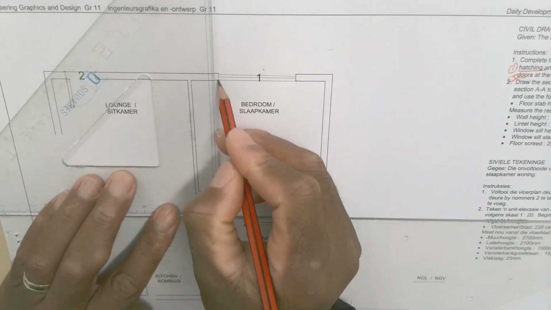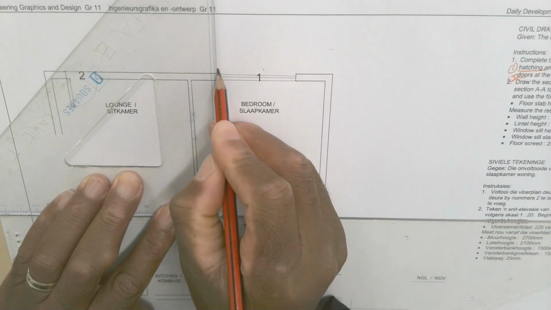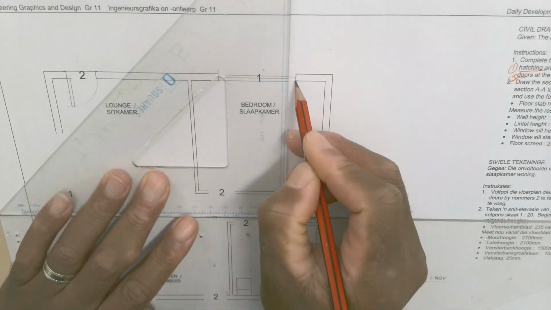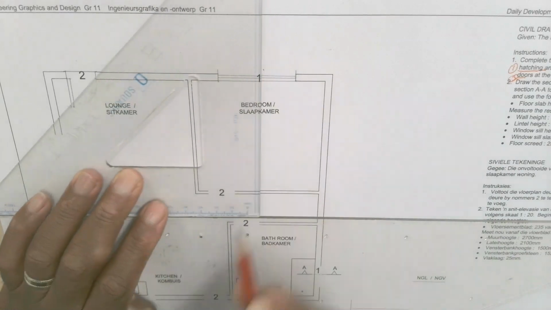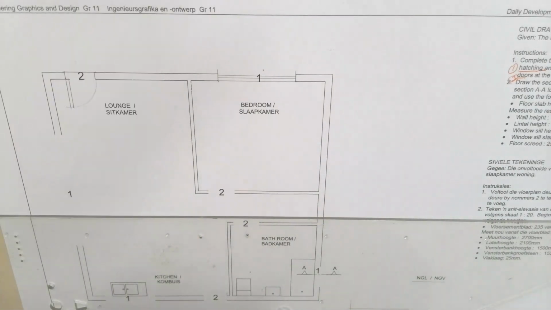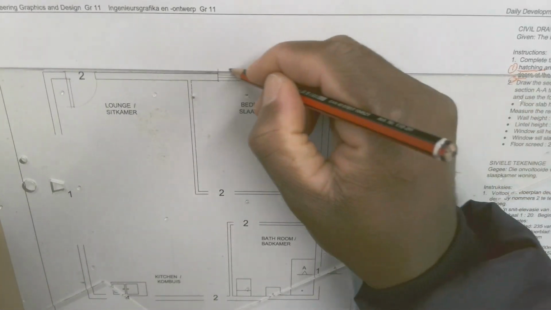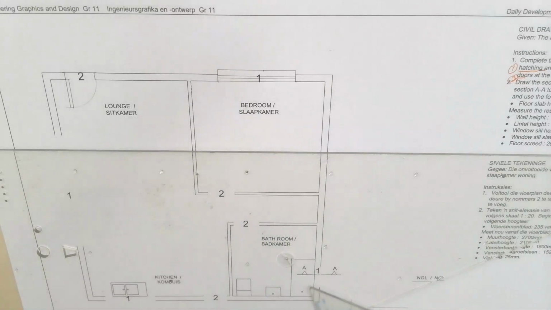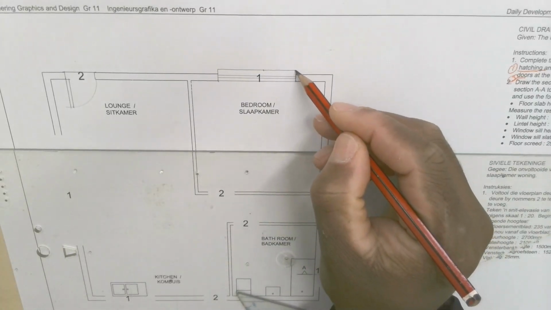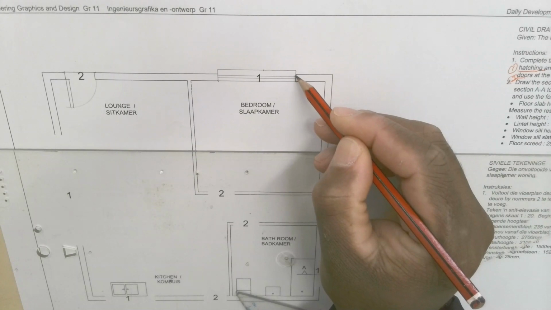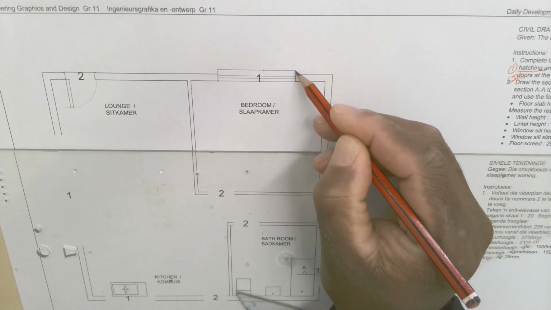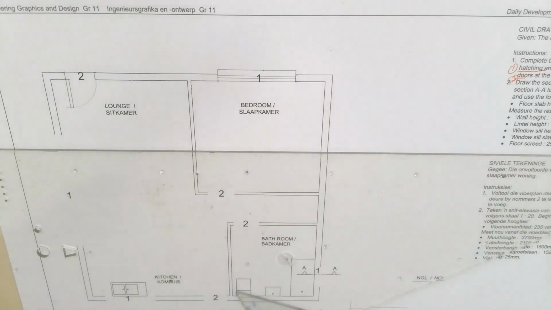Now, to draw a window sill, it must protrude, meaning that it must not be in line with the wall line. That is why I'm now showing you the window sill. So that is what I mean by saying that it must protrude. It must not be in line with the wall line. And you don't do anything there. And that is how we construct a door and a window.